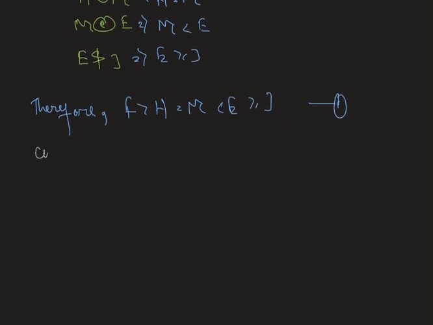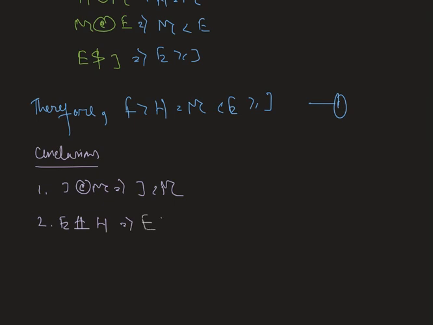Now let's see the conclusions. Conclusion 1 is J copyright M, which implies J is strictly less than M. The second one is E hashtag H, this implies E is strictly greater than H. The third one is M copyright F, this implies that M is strictly less than F. And lastly F hashtag E, which implies F is strictly greater than E.